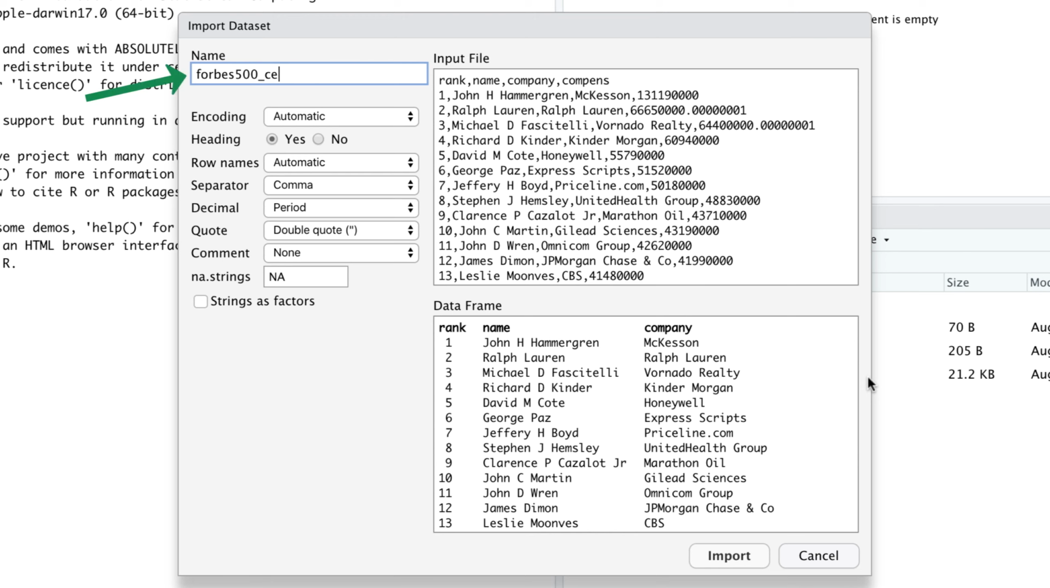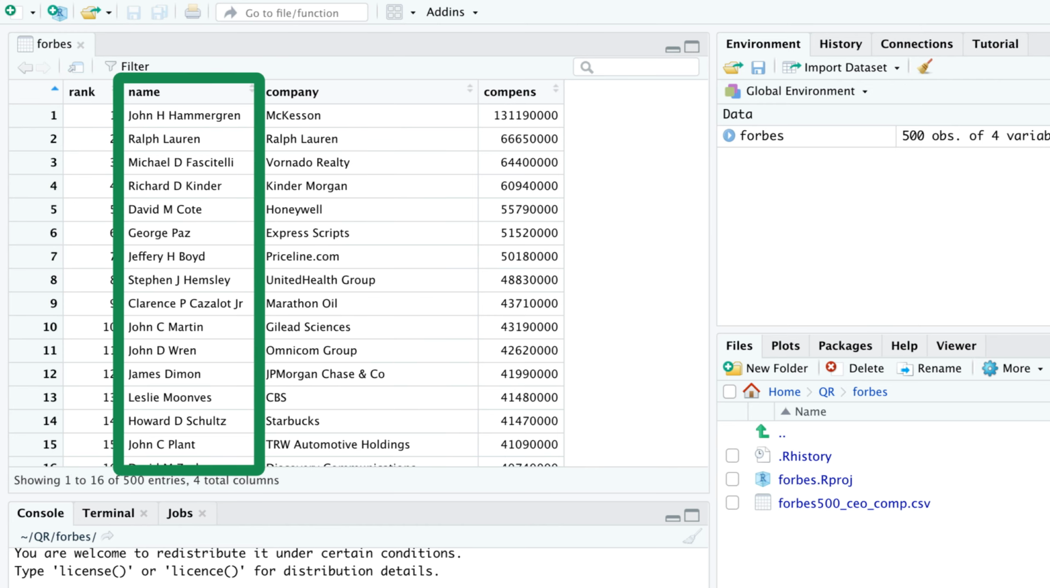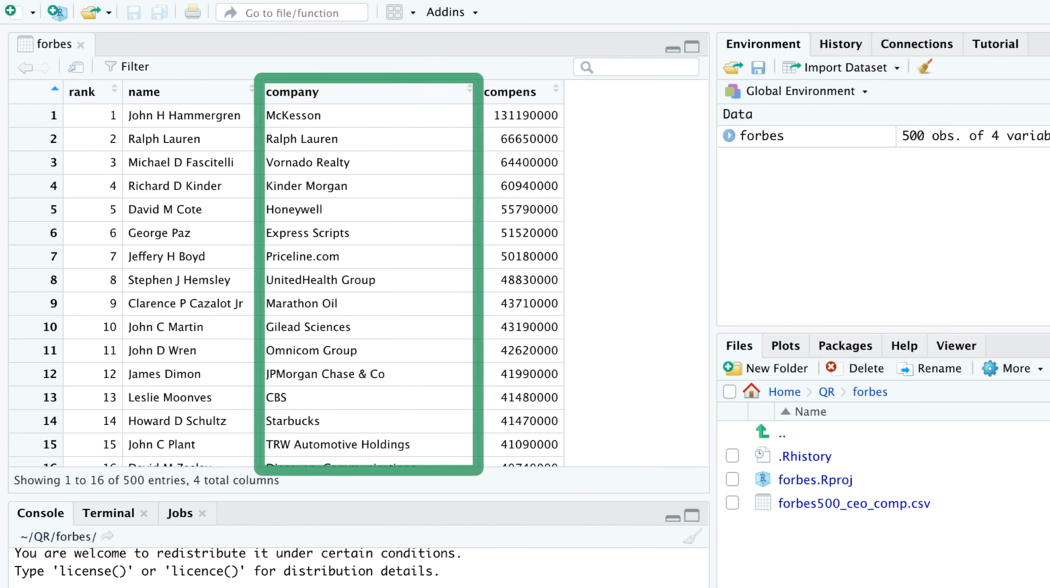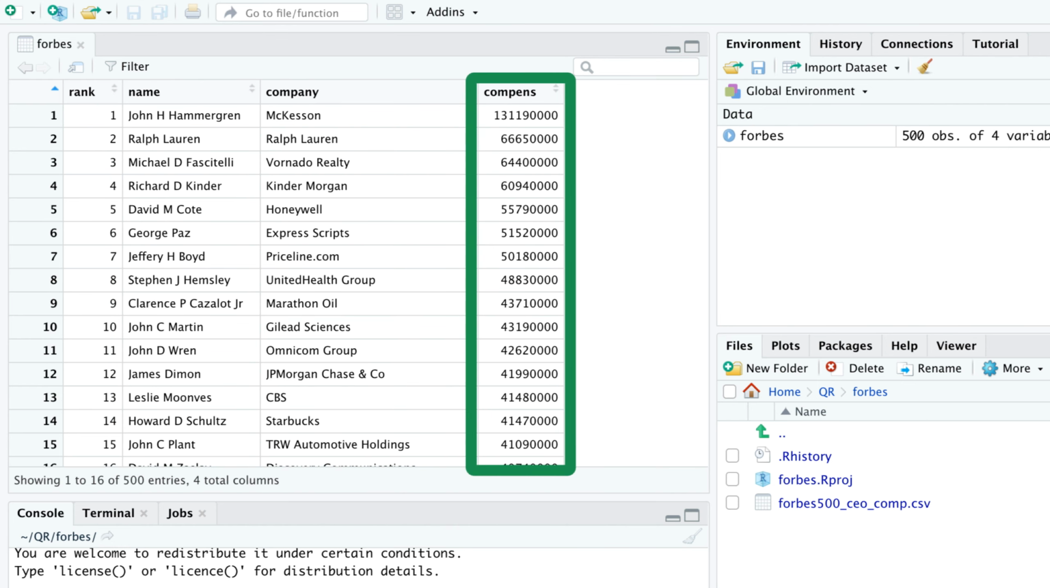I'm shortening the name of the data frame to Forbes so that later on I don't need to type so much. The data frame contains information about CEOs of Forbes 500 companies in 2012. The first column shows the CEOs' ranks in terms of their compensation. The second column contains the CEOs' names. The third column stores the company names. The fourth column shows the CEOs' compensation in US dollars.